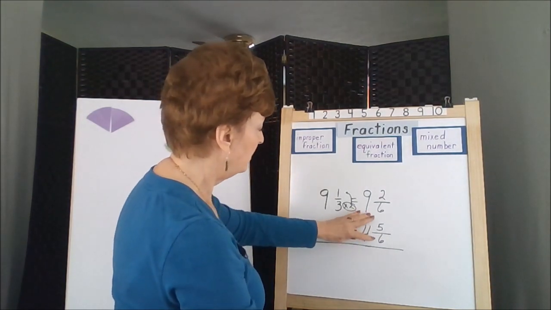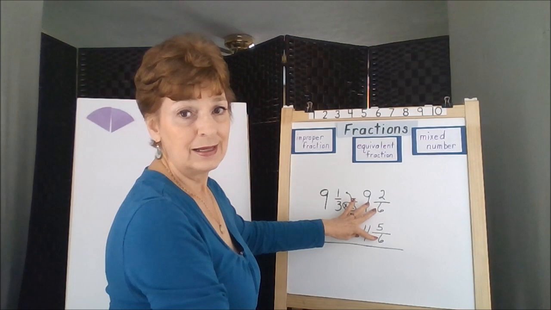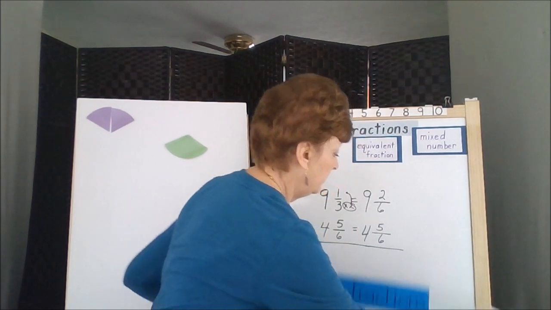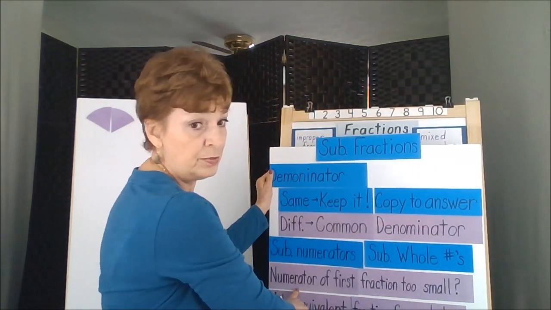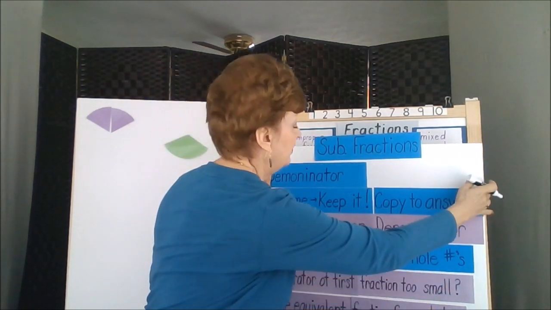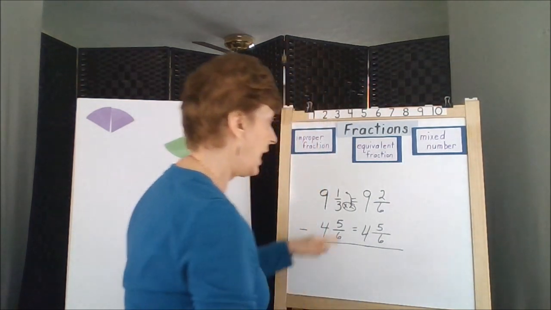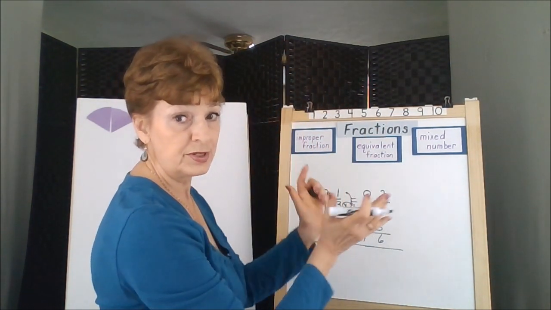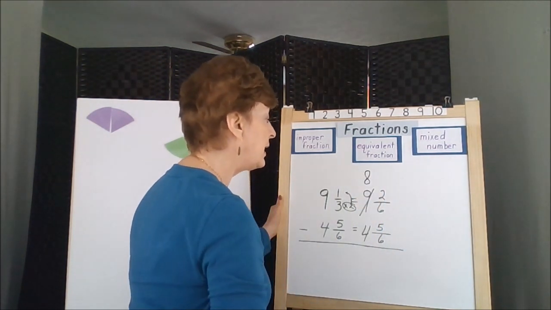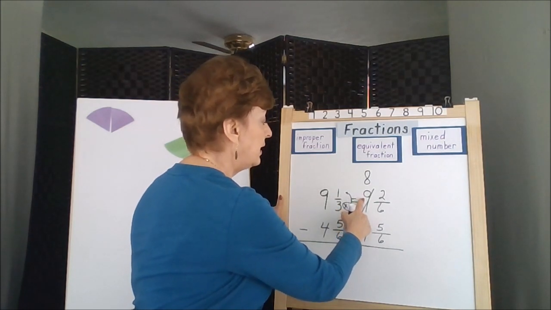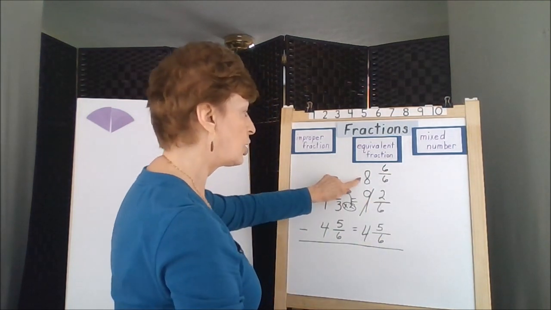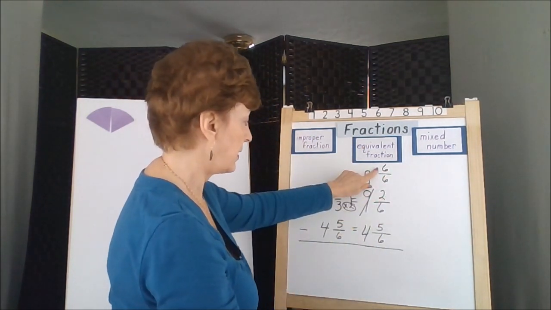Now we can subtract. Our denominators are the same, except the numerator of the first fraction is too small. So we're going to have to rename one of the whole numbers. We're going to back off to 8 because we're going to rename one of these into 6/6. That's what we need to call our whole, 6/6.